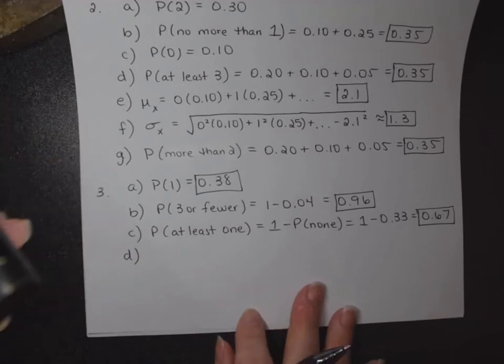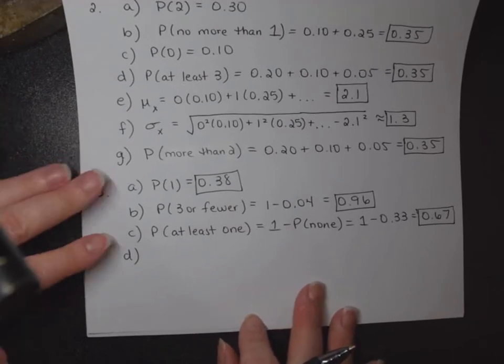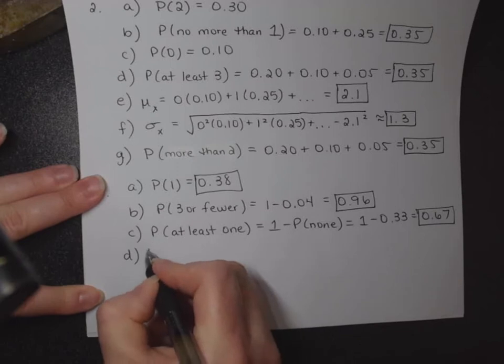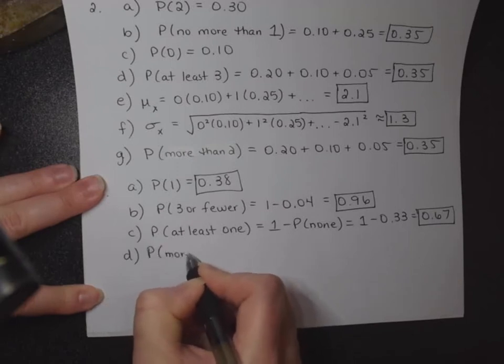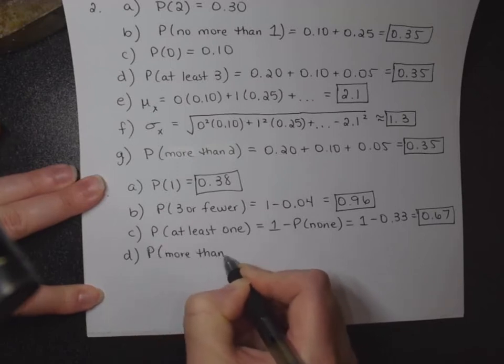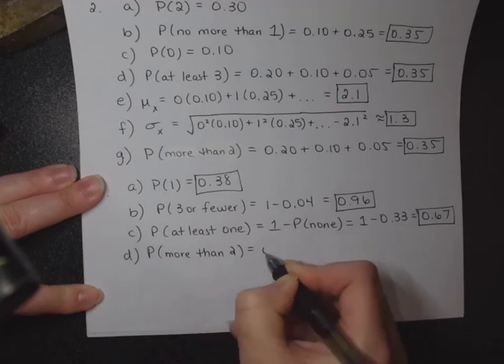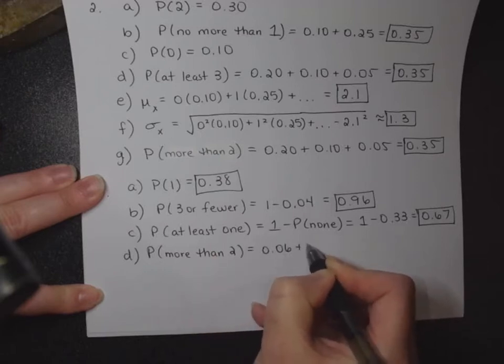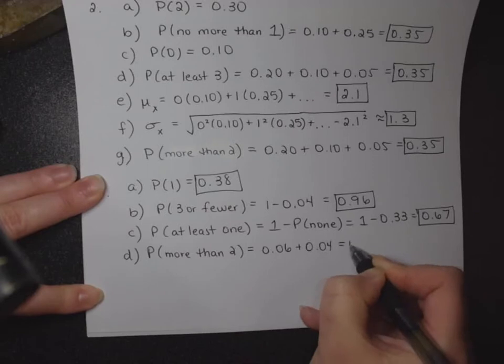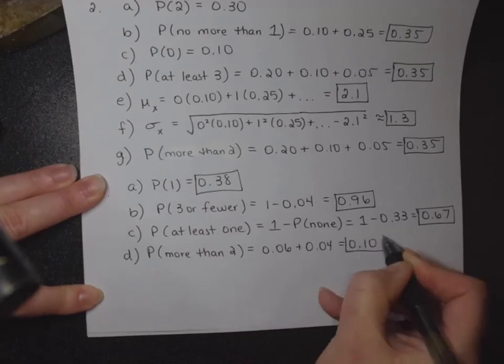D, find the probability that the standard is exceeded on more than 2 days. So the probability of more than 2 means, in this case, 3 or 4, right? So we'll add those up. So 10% looks like.